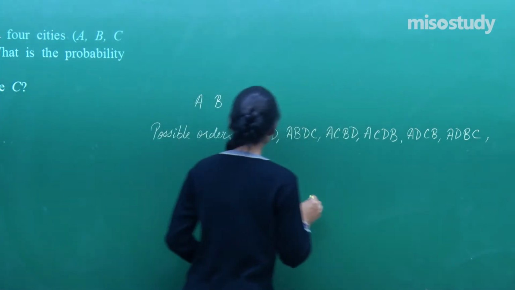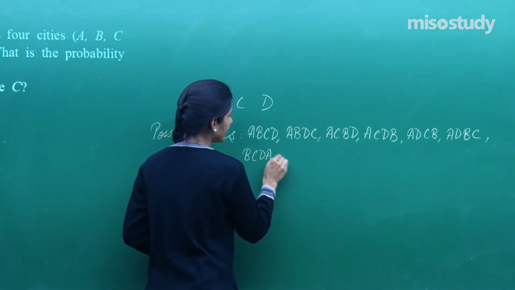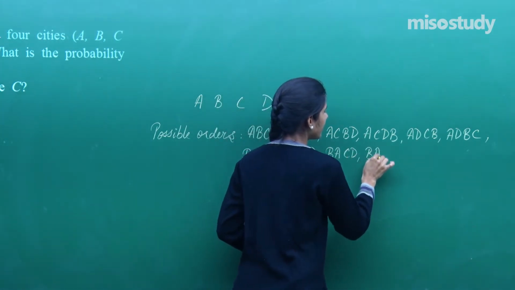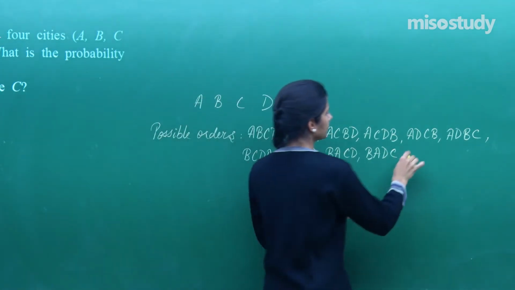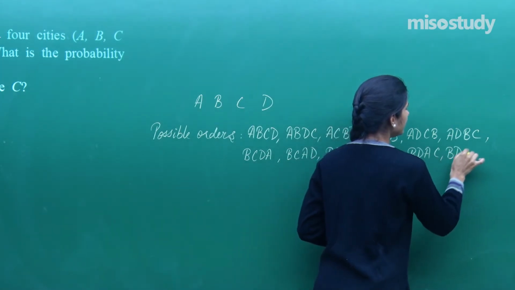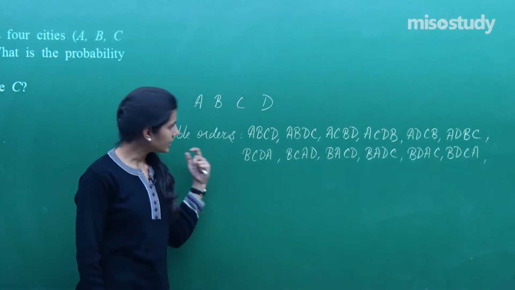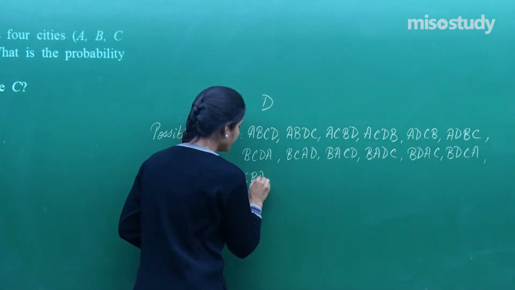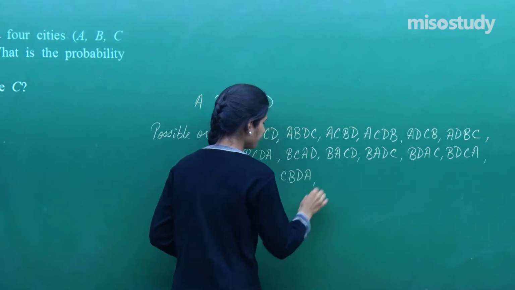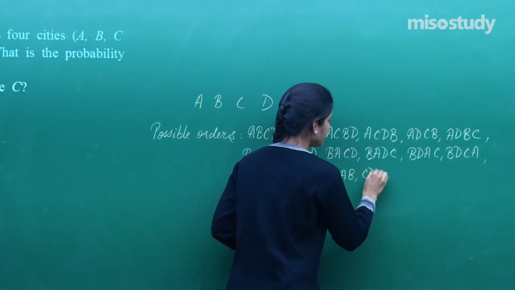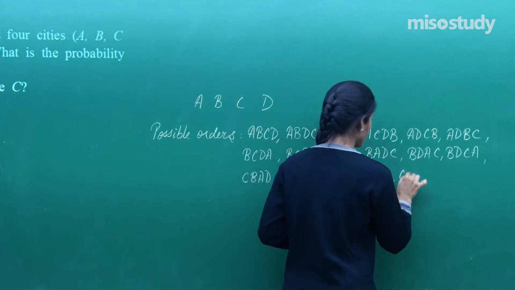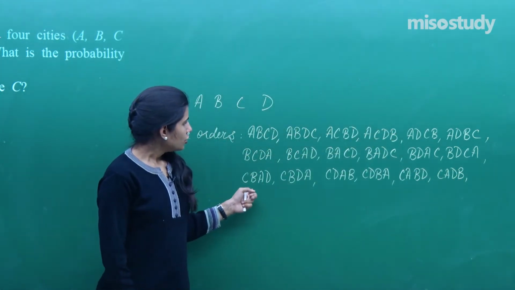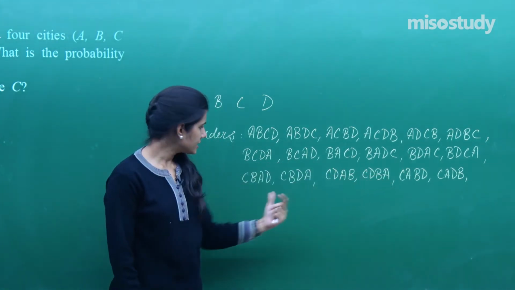Fine. Or what she can do is she can first visit city B, then C, then D, then A. B, C, A, then D. Then B, A, C, D, B, A, D, C. B, D, A, C, B, D, C, A. Or first she can visit city C, then B, then A, then D; C, B, D, A; C, D, A, B; C, D, B, A. So in these ways also she can visit the 4 cities.